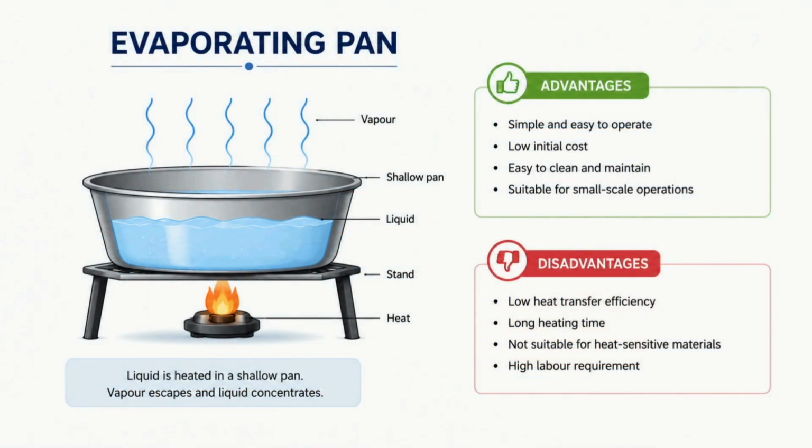One advantage is easy cleaning and maintenance. Another advantage is simple construction with low cost. However, the heat transfer efficiency is low because natural circulation is slow. It is not suitable for heat sensitive drugs because prolonged heating may damage the product. There is also a risk of decomposition due to uneven heating. Thus, evaporating pans are mainly used for simple and small scale evaporation operations.